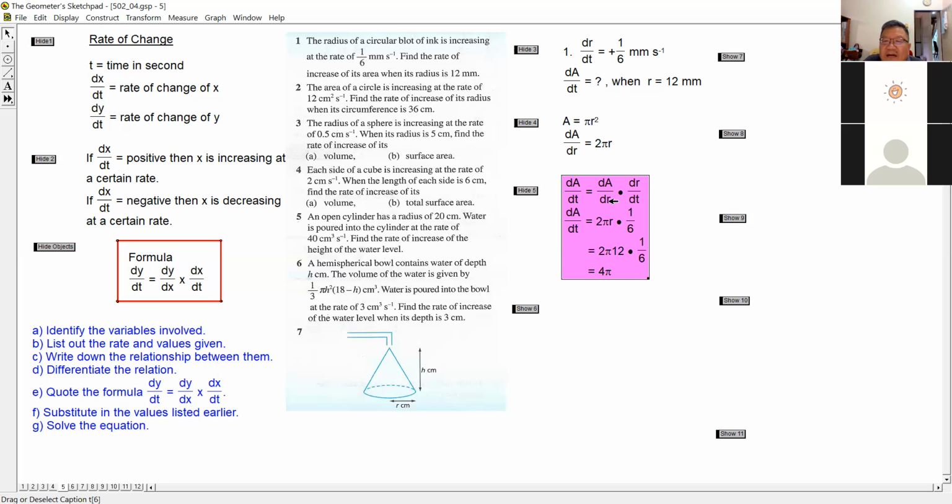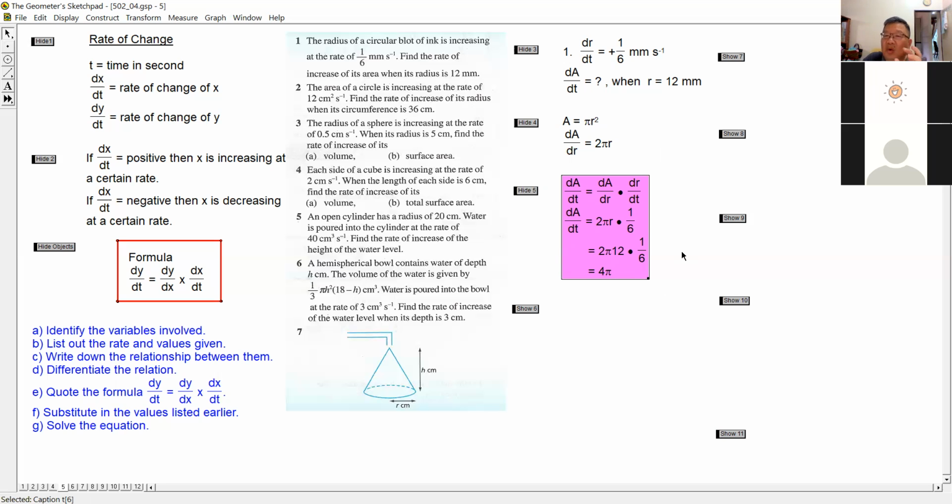Do you know what is dA/dr? Yes, 2 pi r. So you substitute. Do you know what is dr/dt? Yes, 1 over 6. So you put down 1 over 6. This expression here has r, so you have to substitute the r. What is the value of r that you need to substitute? 12. So you substitute 12. Then finally you will get the answer 4 pi. Now this 4 pi is dA/dt. dA/dt equals 4 pi.